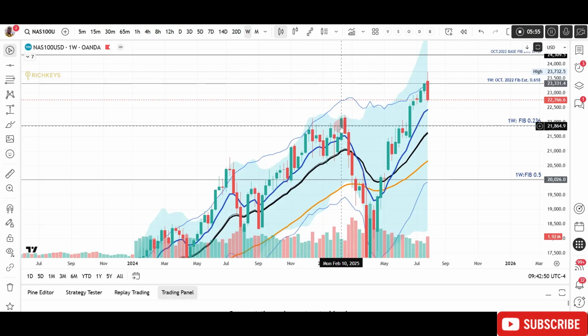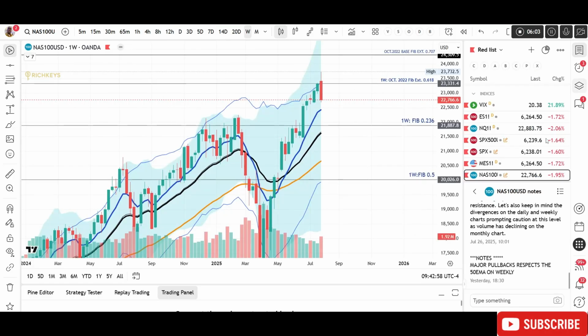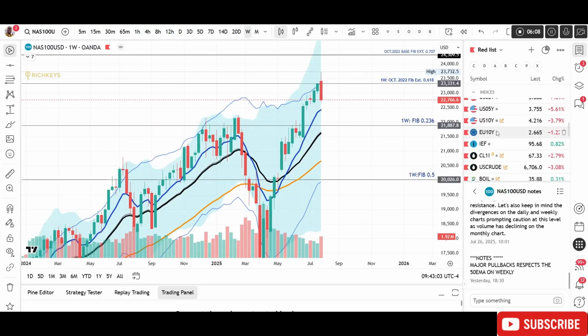So I'll be watching out for Nasdaq to get to somewhere here, but definitely the 9 period average would give a pause before we get here. Quickly, let's box down.